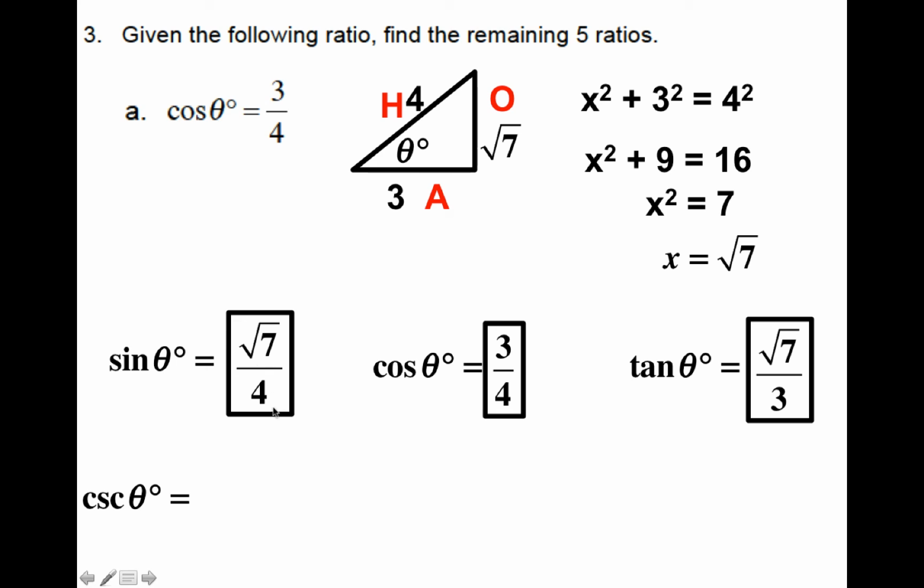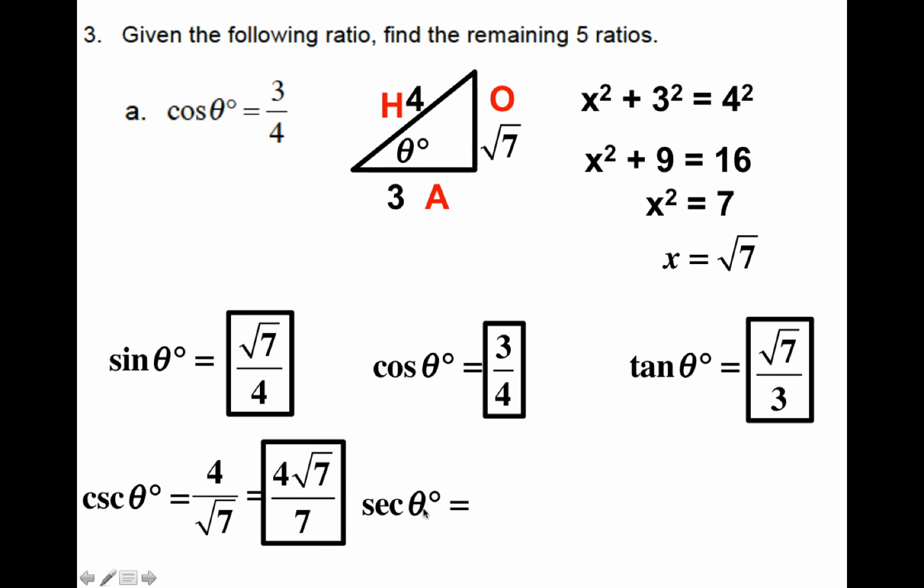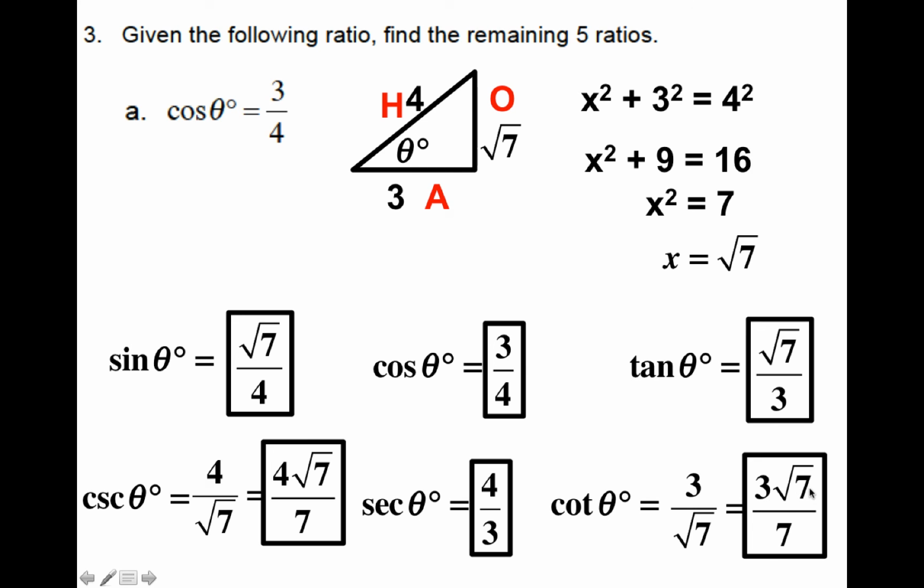For cosecant, you're going to flip this fraction, so it's going to become 4 over the square root of 7. It's not okay to have the square root in the denominator, so we have to rationalize. So the 4 stays on top, and the square root of 7 moves up, over the number that comes out of the root on the bottom. So it's 4 square root 7 over 7. Secant's the reciprocal of cosine. You flip this, you get 4 over 3. And then cotangent's the reciprocal of tangent. We're going to flip this and get 3 over the square root of 7. You need to rationalize. The 3 stays on top. The square root of 7 moves up over the whole number 7 on the bottom.